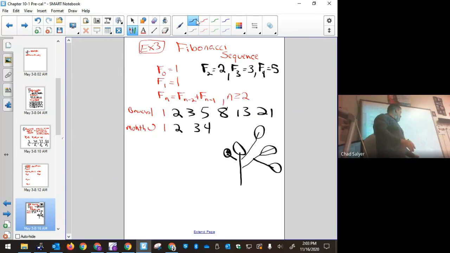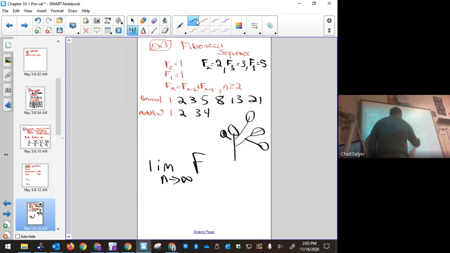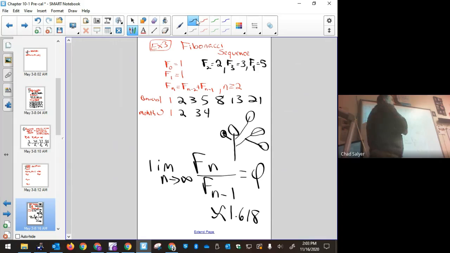Here's another interesting thing about the Fibonacci sequence. If I were to go on and on with these numbers forever, in other words, I would take the limit as n goes to infinity of a Fibonacci number divided by the previous Fibonacci number. If I divide a Fibonacci number by the one that came before, it approaches a very interesting constant value. And we call that value phi, which is this Greek letter. And it's about 1.618. So 1.618 is an approximation.